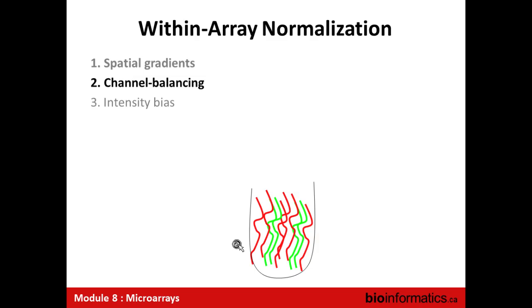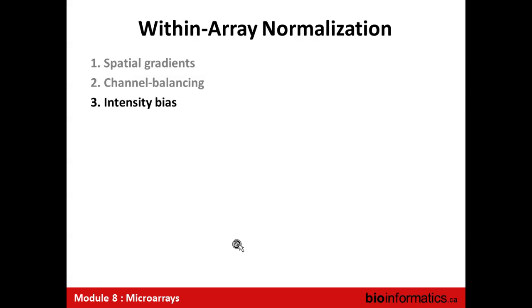You hope that your initial sample is going to have equal amounts of your two colors if you have a two-color array. Unfortunately, nobody is a perfect color, and therefore you're going to have some random stochastic differences in it. Also, you have something called intensity bias.